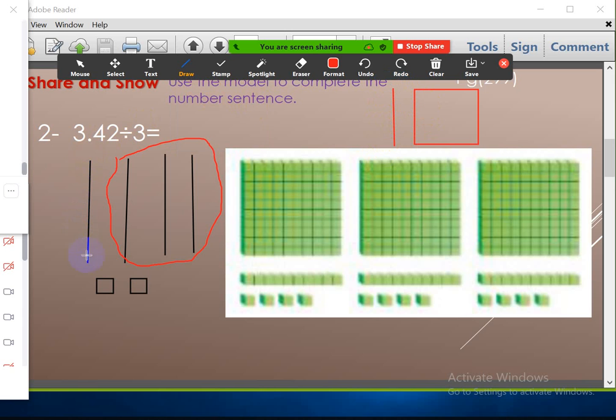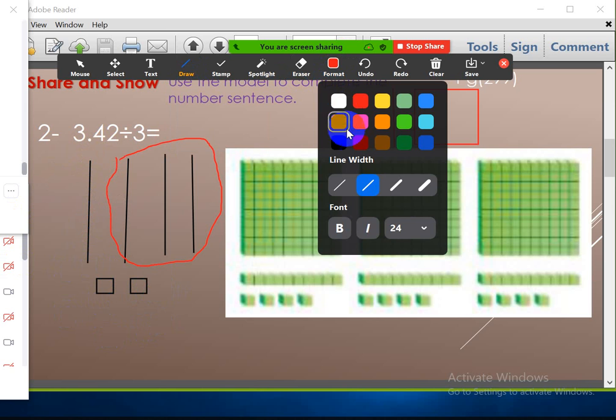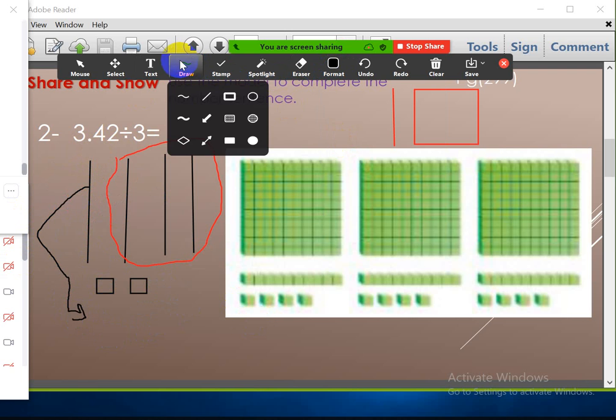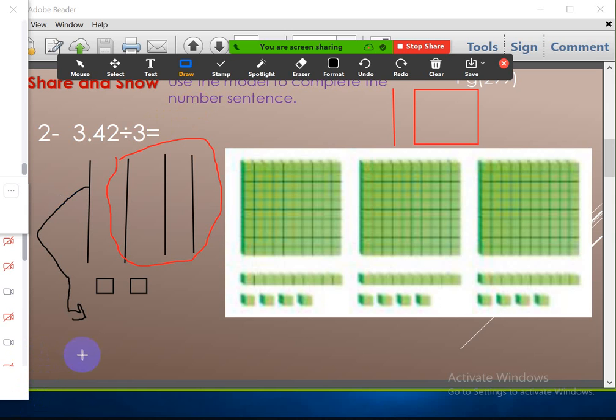There is one long left with me and two cubes. I want to divide it by 3. How will I do that? Both must be the same. This is one long and two cubes. You know from base 10 blocks that I can break the long into 10 small cubes. So if you break this long into 10 small cubes, you remember that from base 10 blocks, I have 10 small cubes.